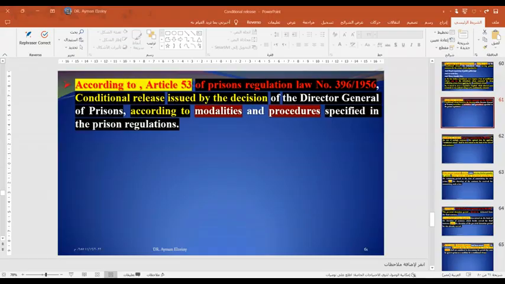So, according to Article 53 of the Prison Regulation Law, conditional release is issued by decision of the Director General of Prisons according to modalities and procedures specified in the prison regulation.